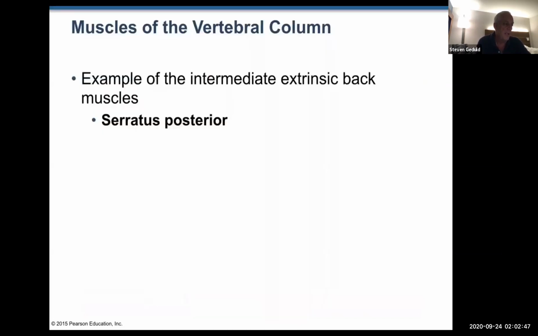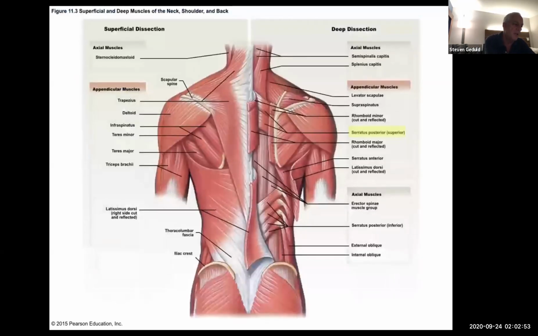Okay. Intermediate extrinsic muscles are your serratus posterior muscles. The serratus posterior muscles run, okay, this is how they run along the side here. I see them on both sides here. Serratus posterior muscles are these muscles that run along the side. Now, you can see the muscles reflected here.